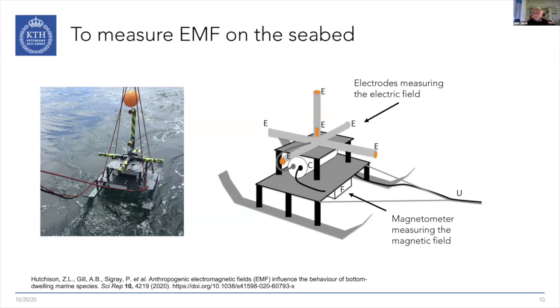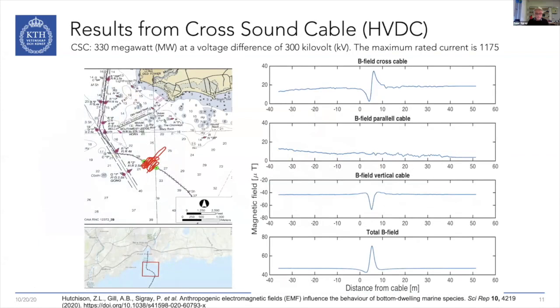And this was towed behind a boat over the cable, and crossing the cable, we can measure the electric and the magnetic field generated by the cables at the seabed, so to say, not immediately close to the cable. And this is an experiment we did outside New Haven on the Cross Sound Cable. On the upper left part, you can see the track we did with this sensor. And on the other side, you can see the results. And this was the strongest observed field we had on this whole cruise.